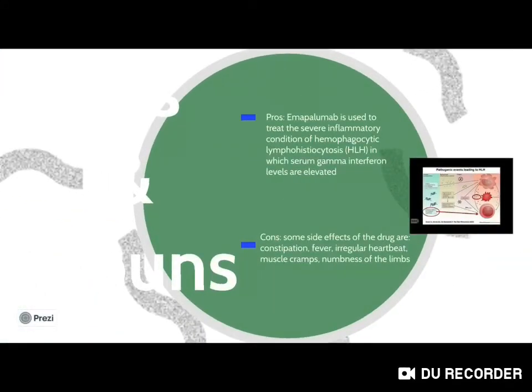Pros and cons. Emapalumab is used to treat the severe inflammatory condition of hemophagocytic lymphohistiocytosis in which serum gamma interferon levels are elevated. Cons: some side effects of the drug are constipation, fever, irregular heartbeats, muscle cramps, numbness of the limbs.